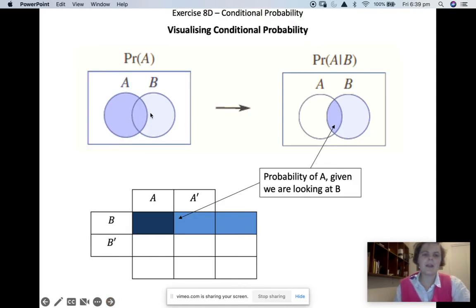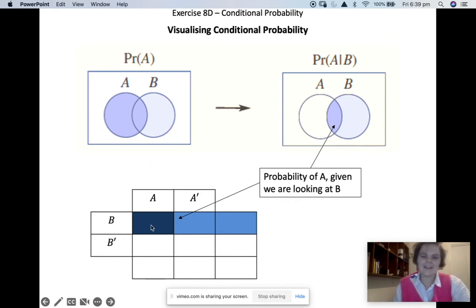So the probability of A, you can see here, it's this section. Now, probability of A given B. So now we know B's already occurred. So we're just looking in this section of the Venn diagram here. Now, the probability of A occurring is going to be just the intersection out of B. So hopefully that helps you understand why B's in the denominator.